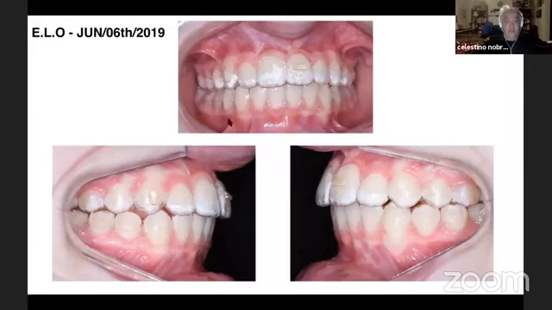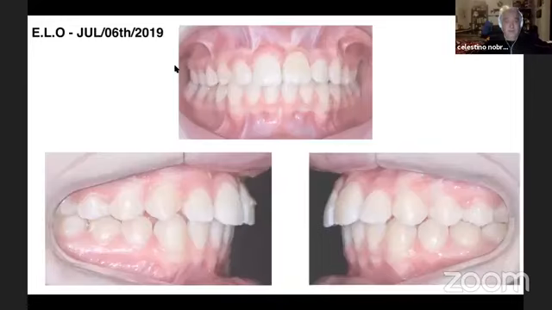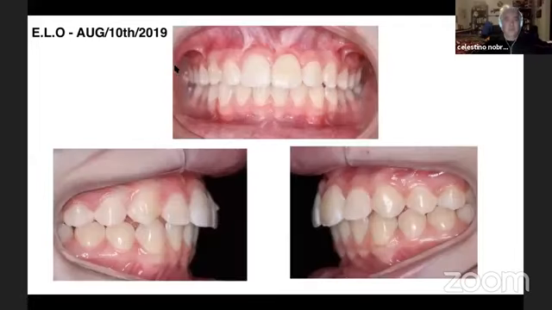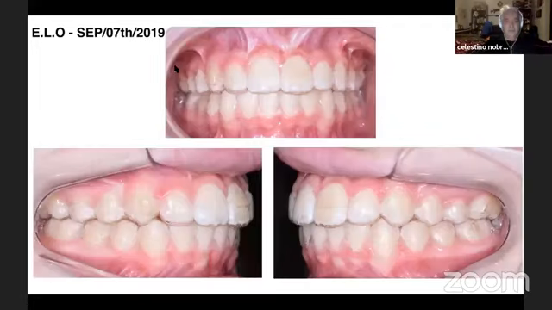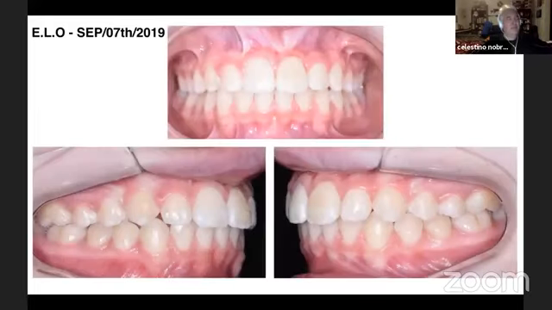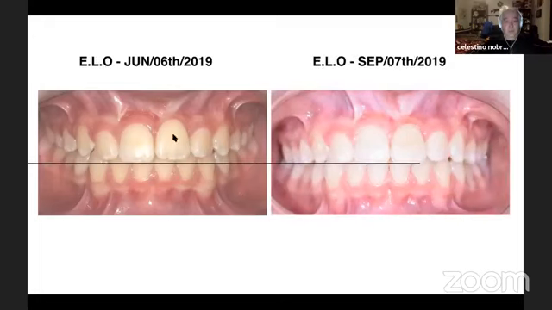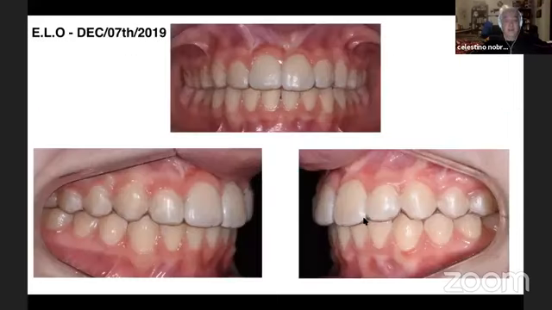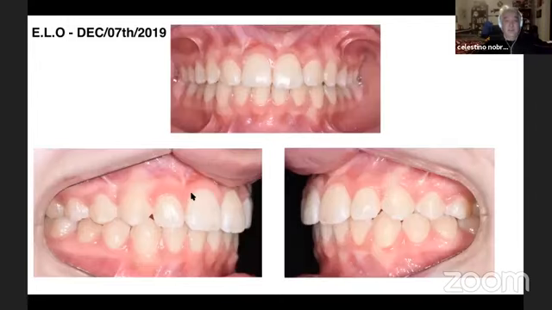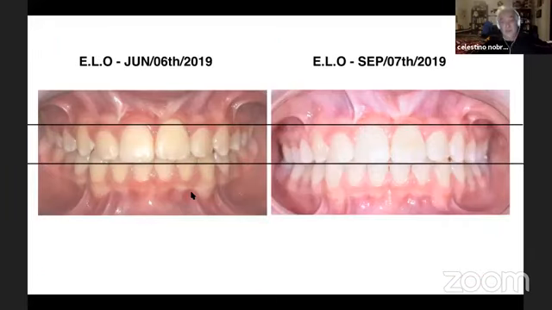And we started in June 2019. This is July, this is August, little by little, September. I remember, I think we used like six or maybe 7 pairs of aligners, I don't remember now. So from June to September, look, we extruded this incisor and we reached the class 1 in the canines, both sides, here and there. Aligners in position here, retainers. And this is the final result. So this is a case that we started with brackets and then finished by aligners.